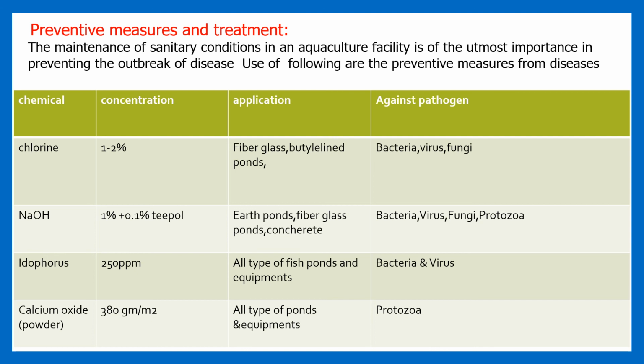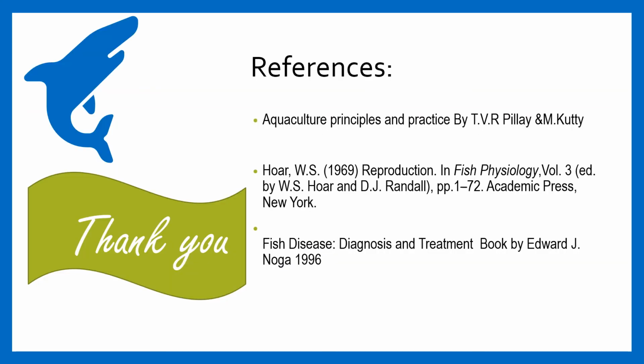Whereas calcium oxide in powder form can be sprayed all over all kinds of ponds at a strength of 380 grams per square meter, and this powder only fights against protozoan diseases. So that's all about the preventive measures and treatment of the diseases. And here are the few references which I have consulted. So that's all about fish and diseases.